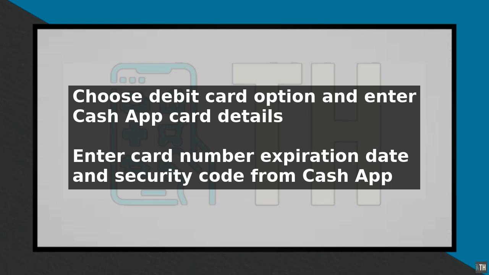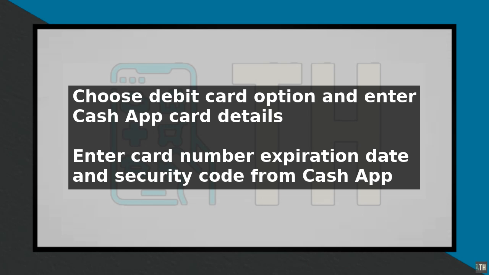Next, you will need to enter the details of your Cash App card, including the card number, expiration date, and security code. The card number can be found in the Cash App, under the card settings. The expiration date and security code can also be found in the same area.